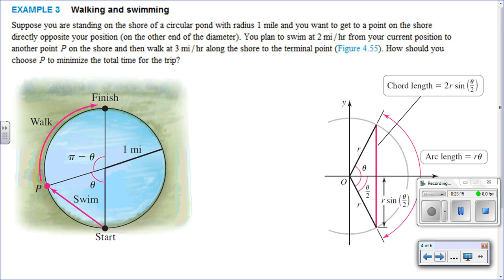Who would like to read it? Okay, thank you. Suppose you are standing on the shore of a circular pond with radius 1 mile, and you want to get to a point on the shore directly opposite of your position on the other end of the diameter. You plan to swim at 2 miles per hour from your current position to another point P on the shore, and then walk at 3 miles per hour along the shore to the terminal. How should you choose P to minimize the total time of the trip?